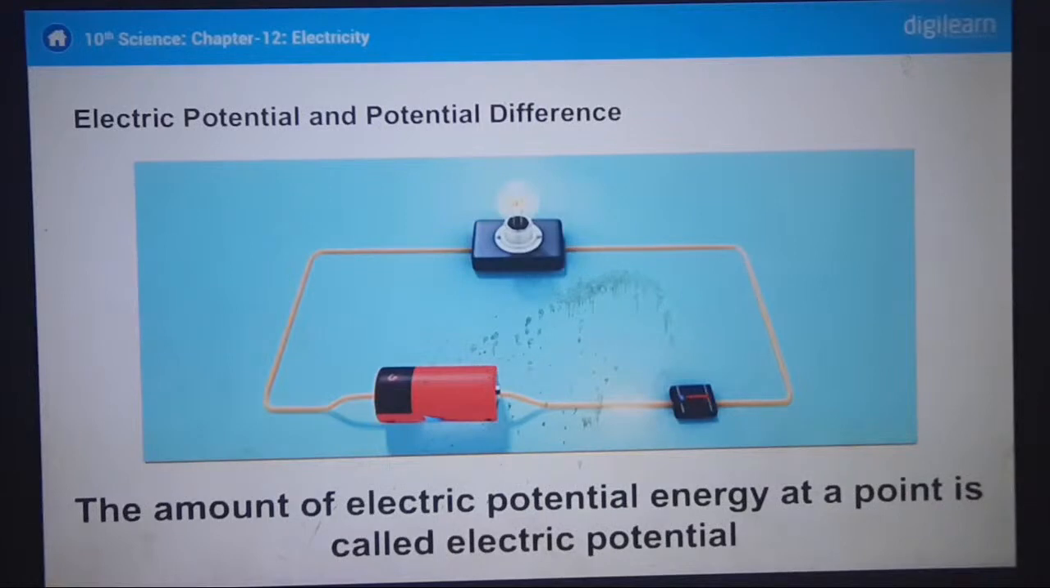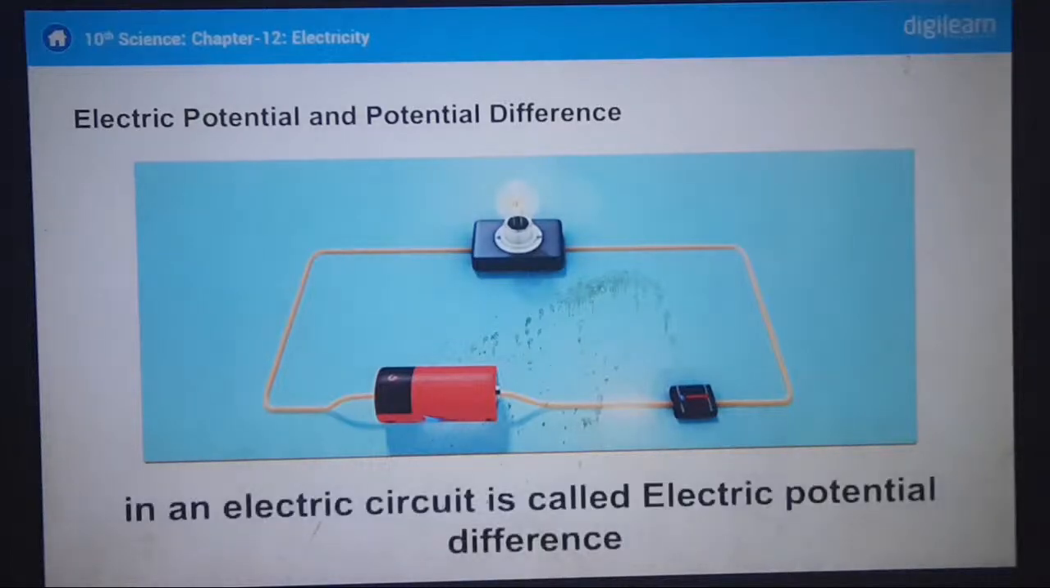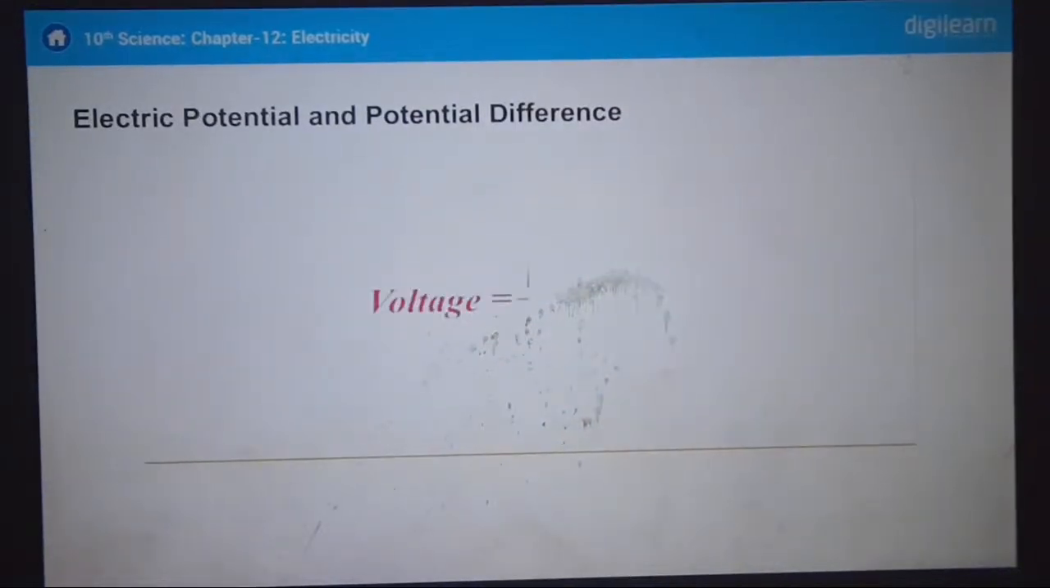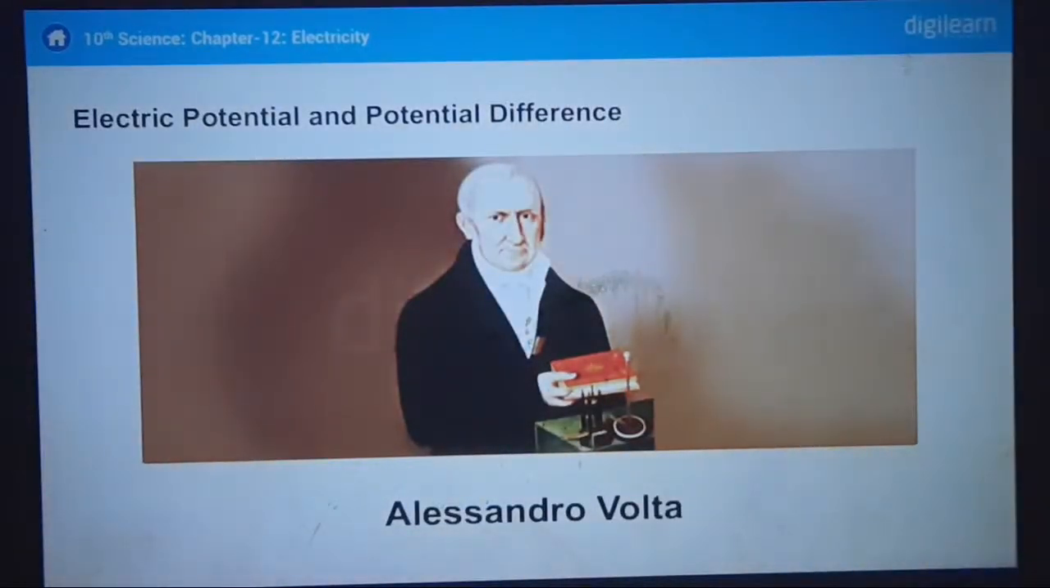Electric potential difference. The difference in the amount of electric potential energy between 2 points in an electric circuit is called electric potential difference. Electric potential difference is known as voltage, which is equal to the work done per unit charge to move the charge between 2 points against a static electric field. Therefore, voltage equal to work done by charge. Voltage or electric potential difference is denoted by V. Therefore, V equal to W by Q, equation 1, where W equal to work done and Q equal to charge.